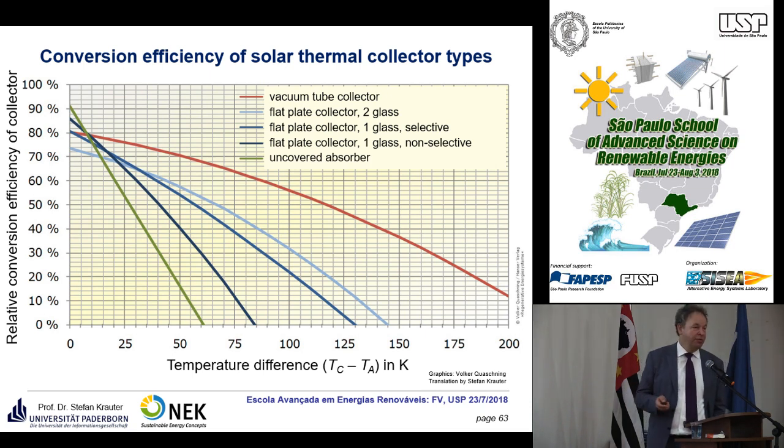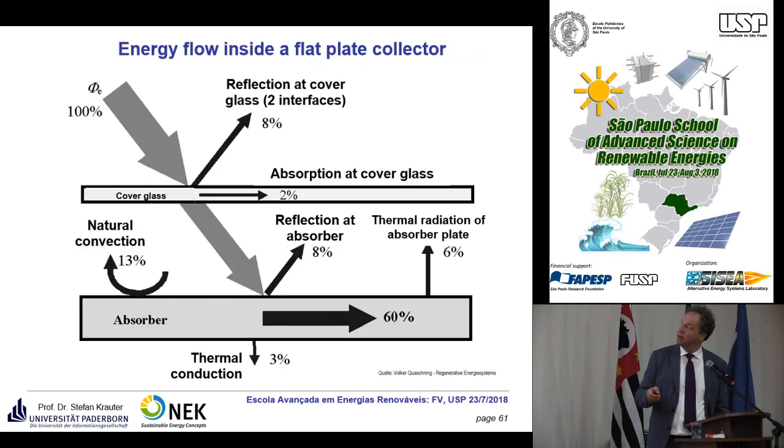Why is it so good, the vacuum? Which of the losses are you avoiding? Which of the losses are eliminated? Natural convection. Yes, here you don't have natural convection any more. Thermal radiation you still have. It's a bit reduced if you have the second cover glass and so on.